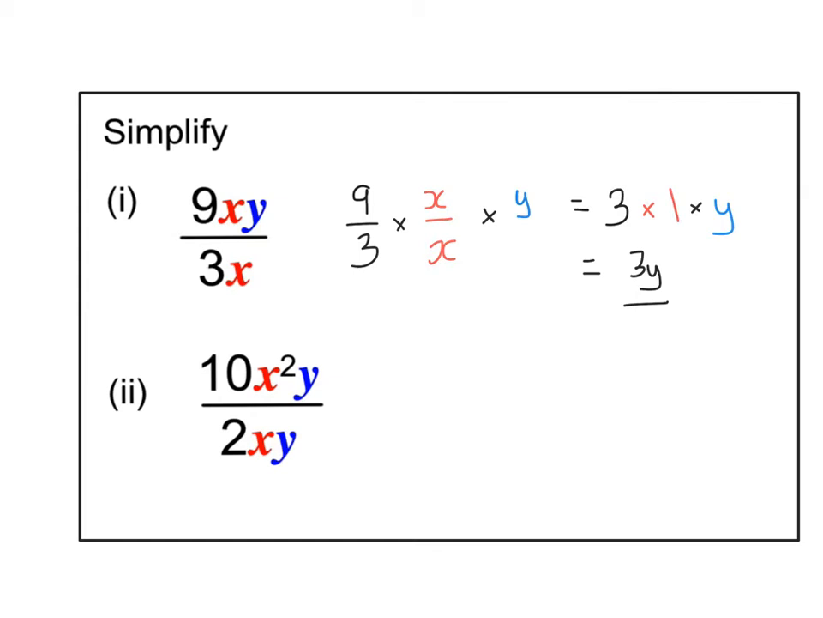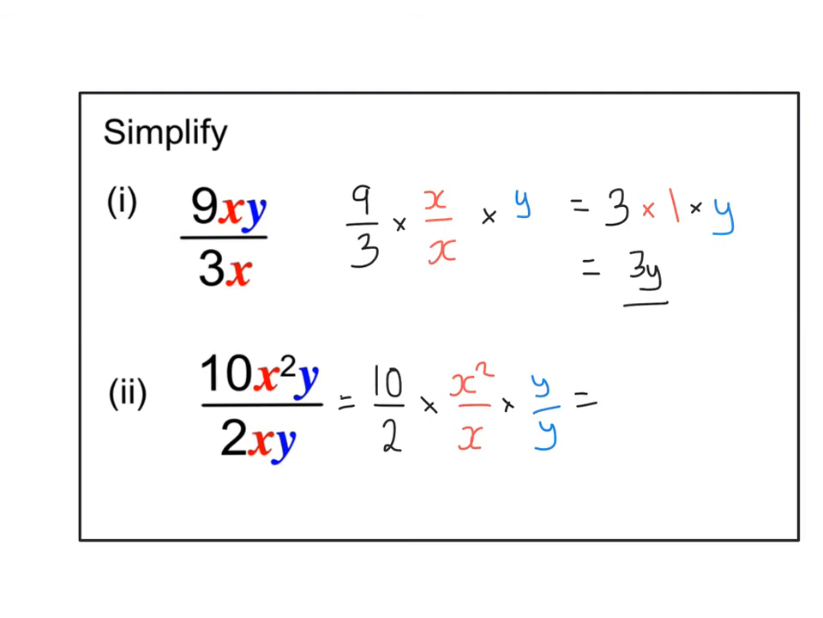Let's have a go at the next one. Split it up again into the parts. So we've got the numbers 10 over 2. We've got the x's, x squared over x. We've got the y's, y over y. And they'll all be times together, because that's how fractions work.